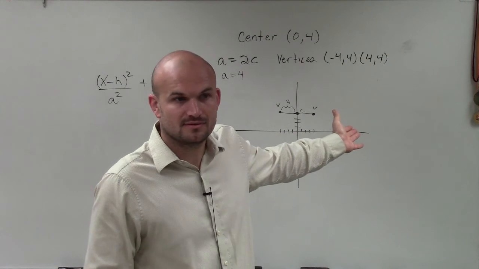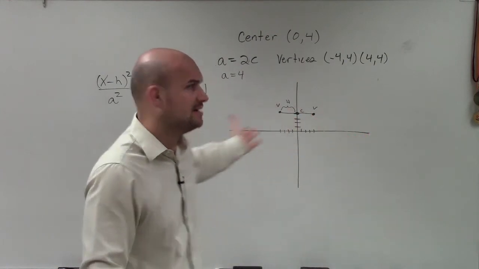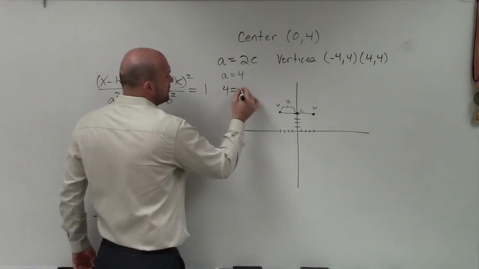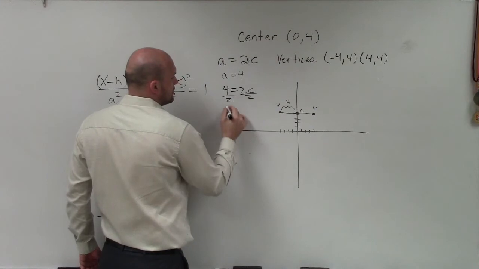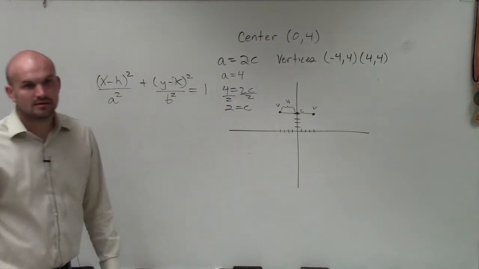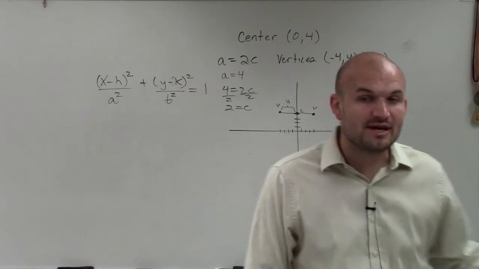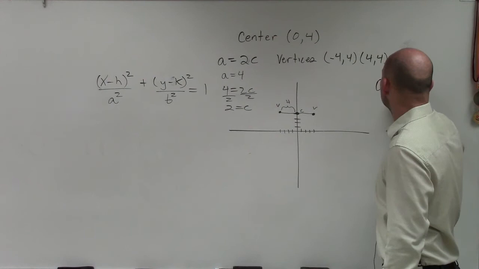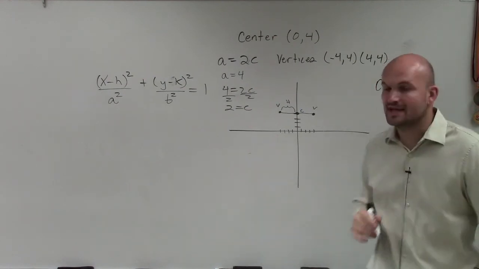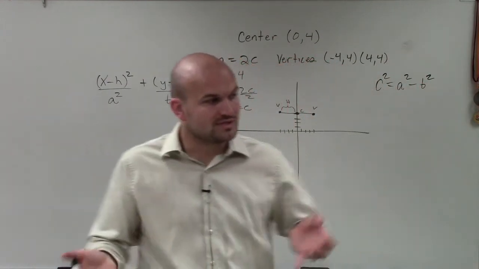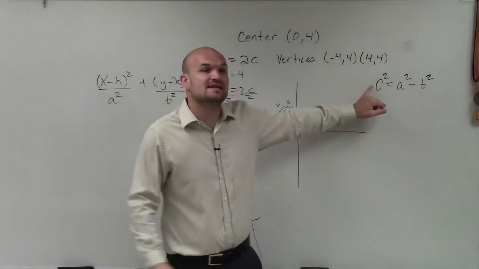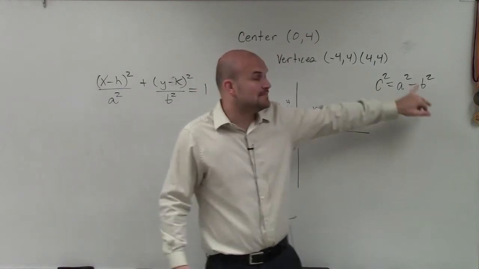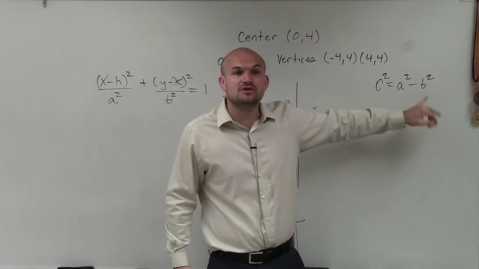Now, what's nice about that is if we know a is 4, can we now find the value of c? Yeah, because they gave us this other piece of information, a equals 2c. If I know a is 4, then I know 2c equals 4. So 2 equals c. Now, unfortunately, we can't use c in our equation. However, we can use the formula c squared equals a squared minus b squared. That is how your a, b, and c distances relate to each other. Remember, c is the distance from your center to your foci, a is the distance from your center to your vertices, and b is the distance from the center to the co-vertices.